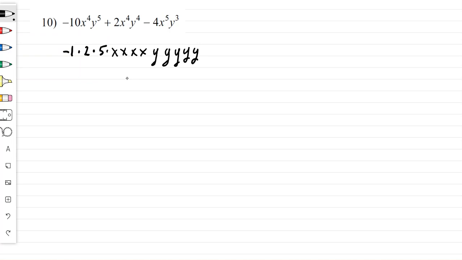The next one is 2, x to the fourth, y to the fourth. So this time I'm going to just prime factor it. I don't need 1 times 2 because that's a prime number and it defeats the whole purpose of prime factorization. So I'm just going to do 2 and I'm going to put it underneath this 2 because I want to see where I have things grouped together. This time I have 4 x's, 1, 2, 3, 4, and I have 4 y's, 1, 2, 3, 4.